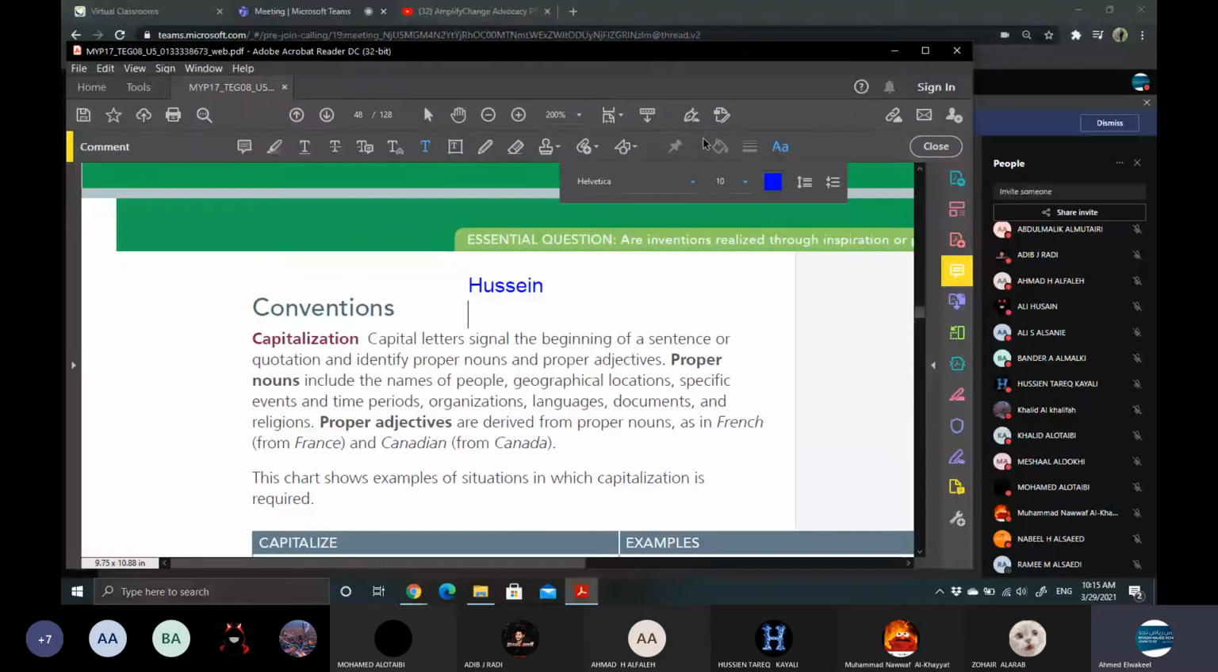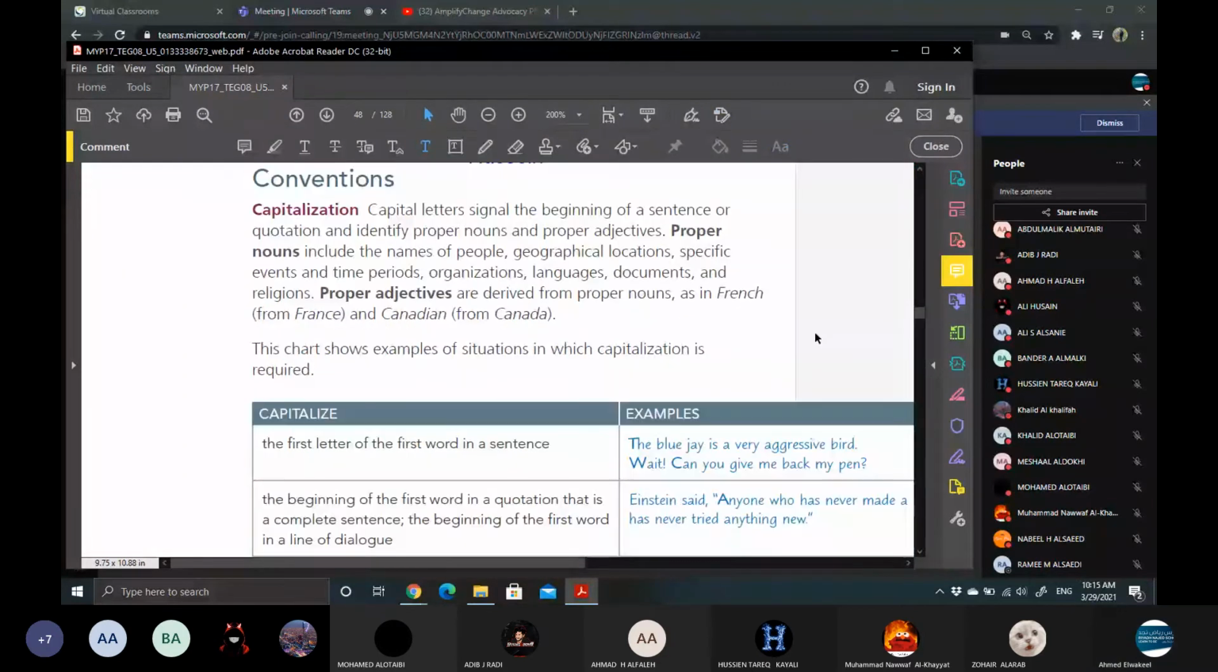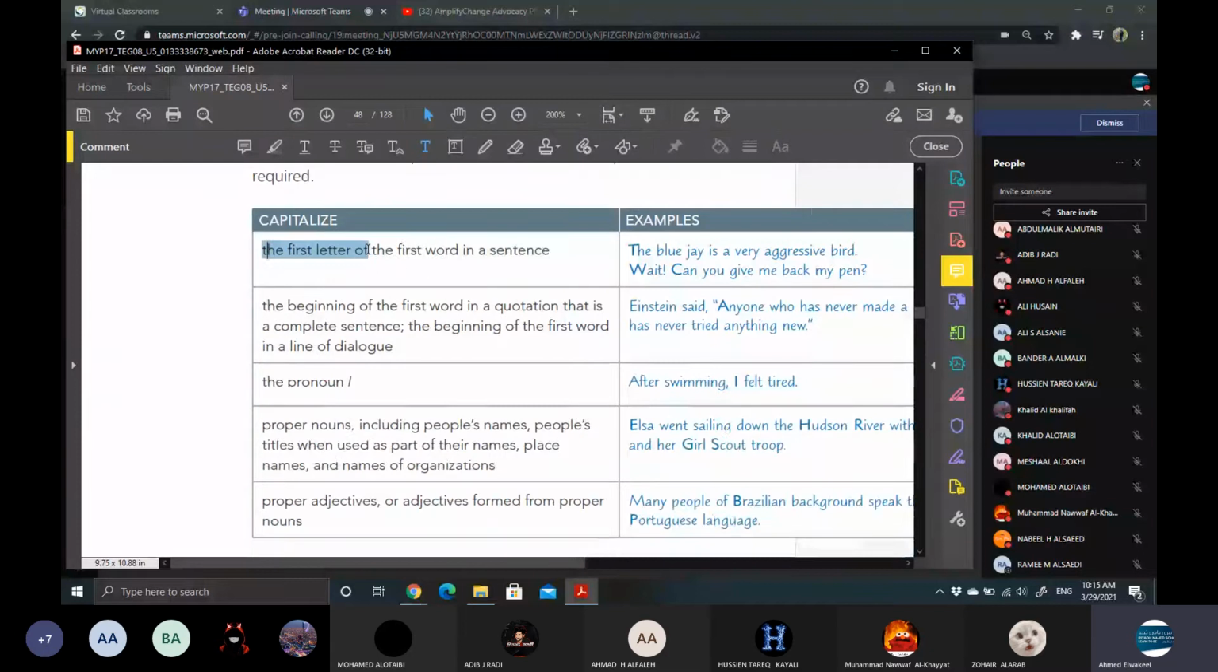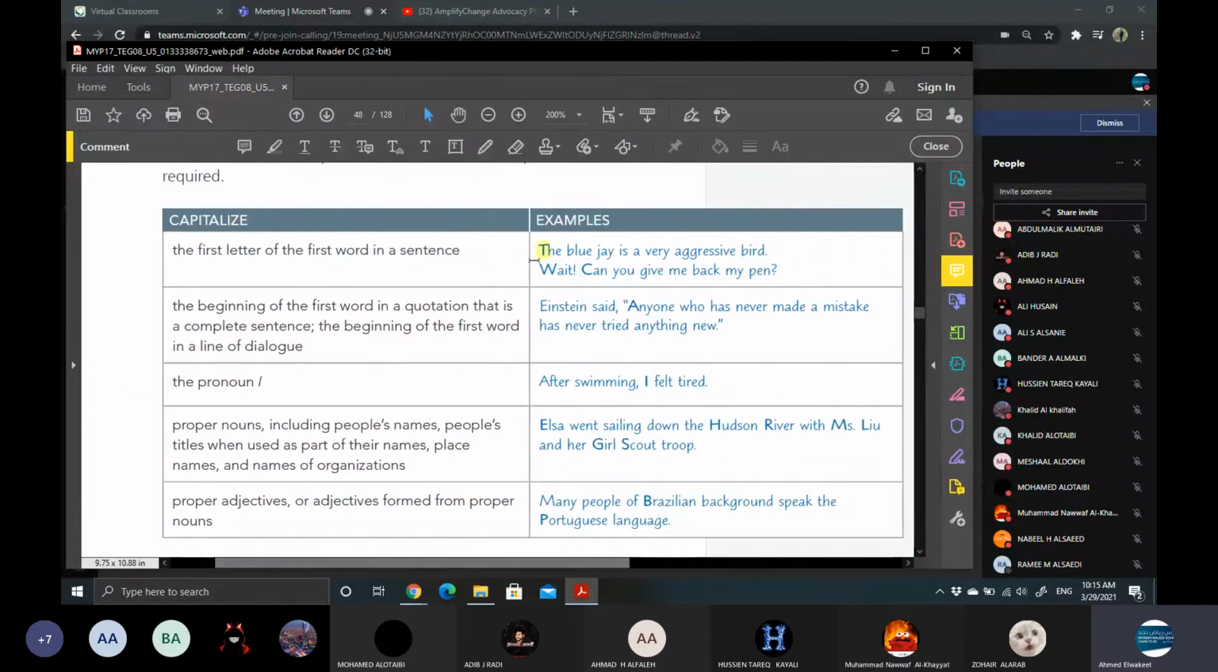Here we have some examples. The first letter of the first word in a sentence must be capitalized, like here T at the beginning of the sentence. The blue jay is a very aggressive bird. Wait. Can you give me back my pen?